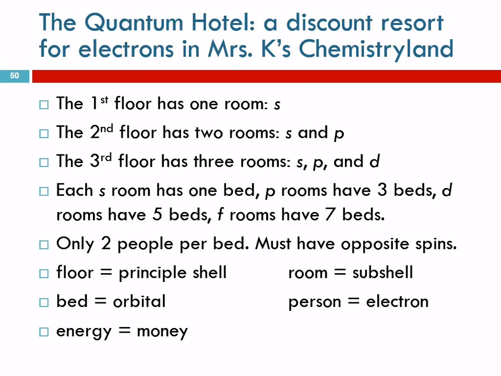So we're picking up in the middle of this section, and I told you that I was going to tell you about the Quantum Hotel. The Quantum Hotel is an imaginary discount resort for electrons. And this is located in the fantasy world I call Mrs. K's Chemistry Land. It's a happy place for me. I know Disneyland is the happiest place on Earth. You probably wouldn't agree that Chemistry Land is the happiest place on Earth, but I think it's a pretty happy place. So, the Quantum Hotel.